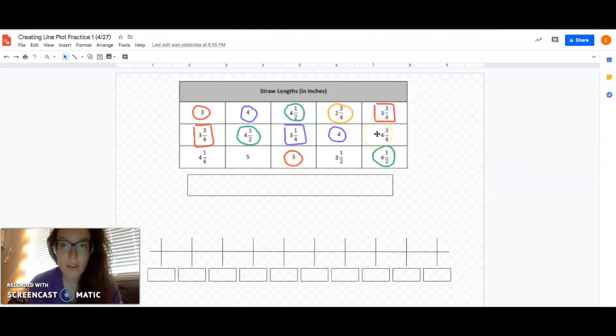4 3/4. That's a new one. We haven't seen that one yet. I'm going to use a green square. Okay. Don't see any others here. Nope. Okay. 4 1/4, haven't seen that one yet. So let's do an orange square for that one.